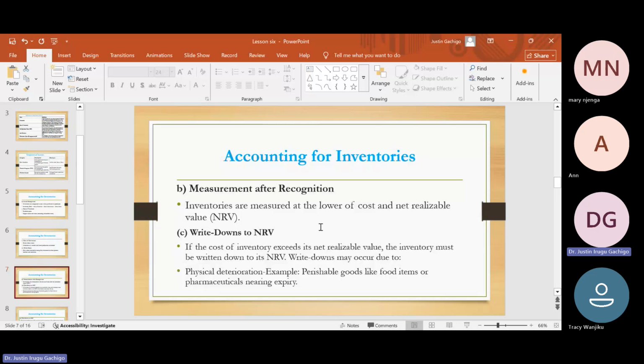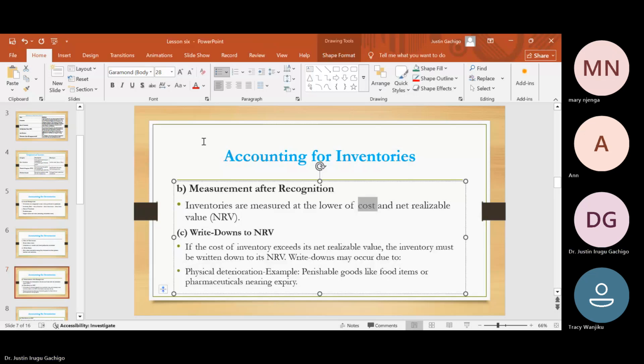After recognition, inventory is measured at the lower of cost and net realizable value. Then remember, we have said the cost. What is cost? The cost is anything that is associated with bringing the asset into completion, be it the initial purchase price, the direct cost, or those taxes. All those are the cost.